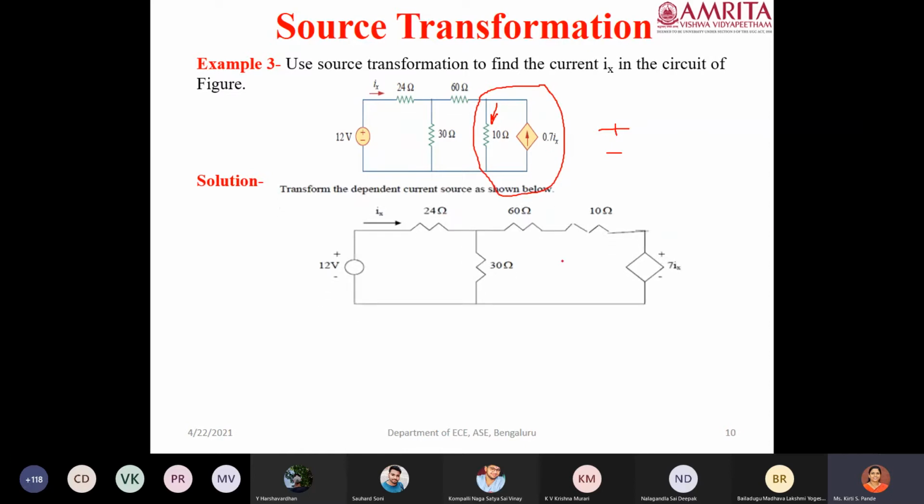Is your circuit looking like this now? Yes, ma'am. Yes or no? So this is your 7 Ix, and since the current source was a dependent current source, obviously the voltage source will also be a dependent source, correct? Yes, ma'am. Yeah, so now you have 60 and 10 in series. So that means that will become 70, correct?